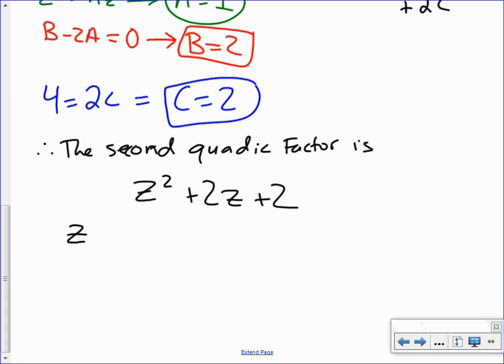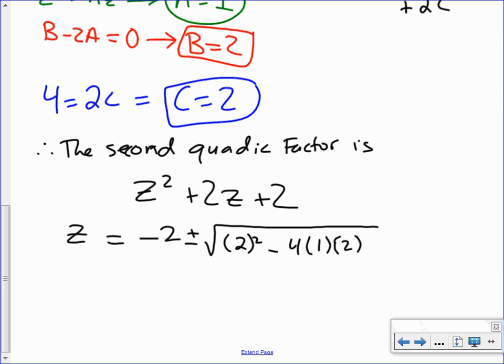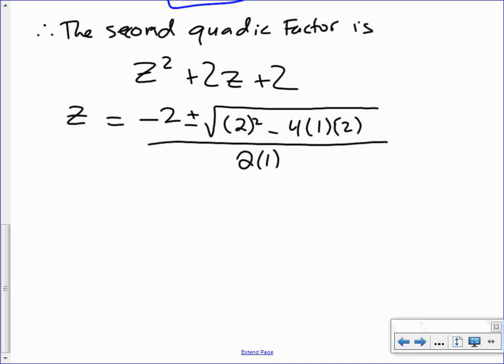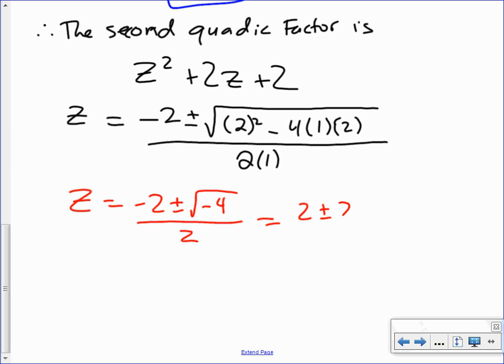So to find the last two factors, all of that just to find 2 more factors. Good times. z is equal to the opposite of 2, plus or minus the square root of 2 squared minus 4 times 2, over 2. That's plus or minus something over 2, 4 minus 8. So 2 plus or minus 2i over 2. So 1 plus or minus i are the next two roots.